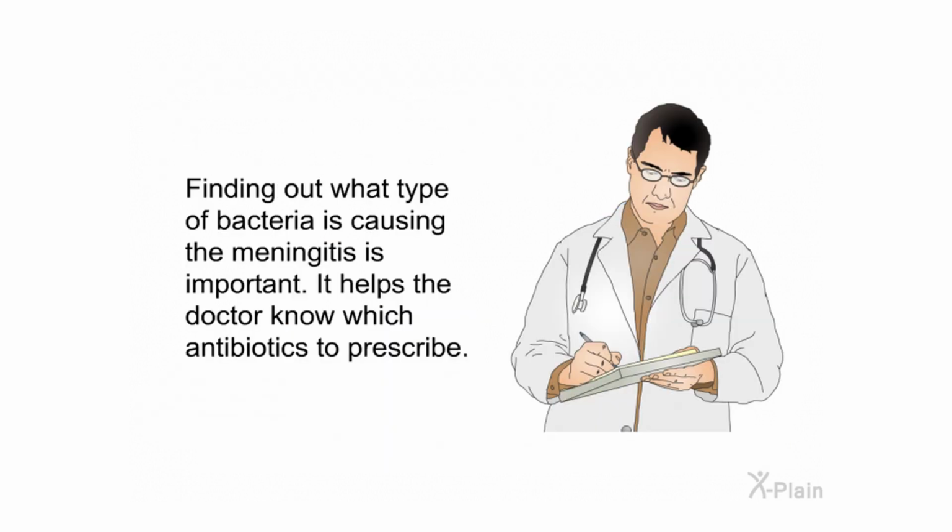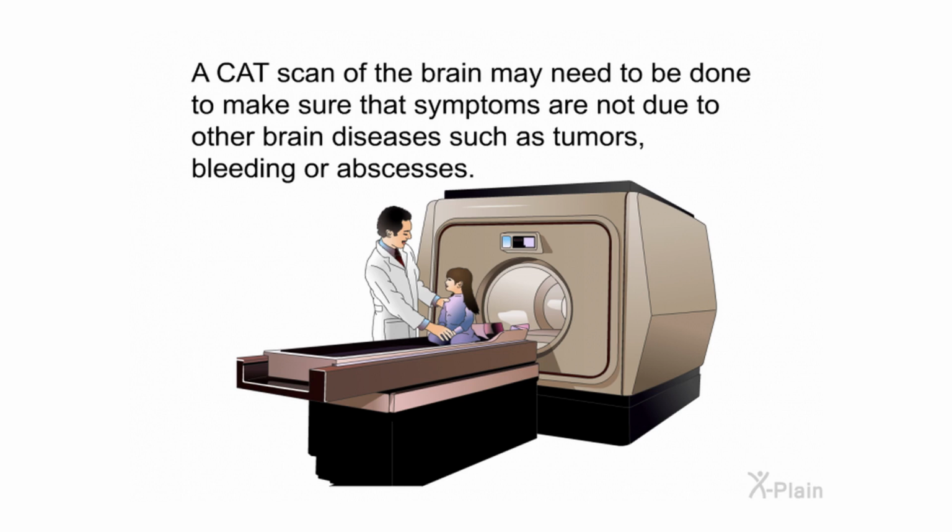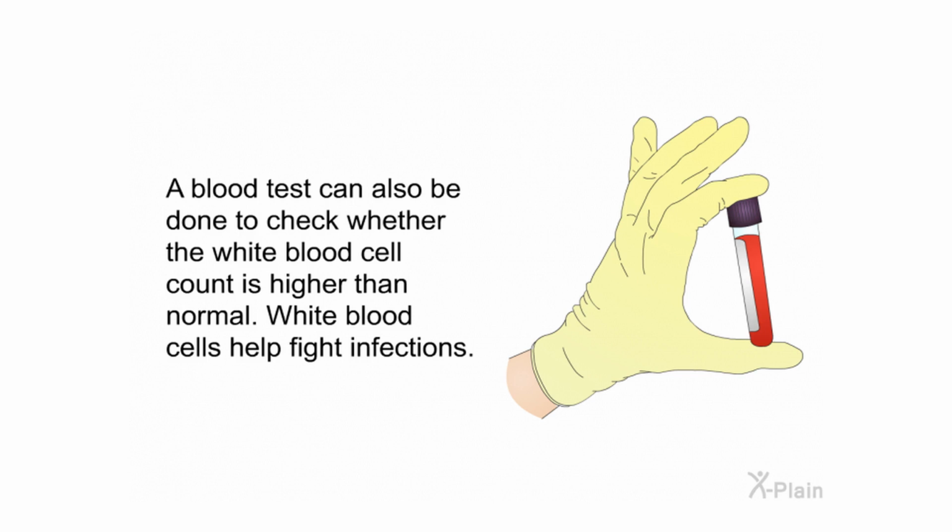Finding out what type of bacteria is causing the meningitis is important. It helps the doctor know which antibiotics to prescribe. A CAT scan of the brain may need to be done to make sure that symptoms are not due to other brain diseases, such as tumors, bleeding, or abscesses. A blood test can also be done to check whether the white blood cell count is higher than normal. White blood cells help fight infections.